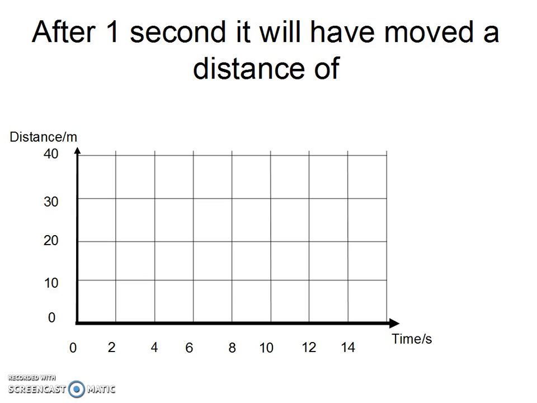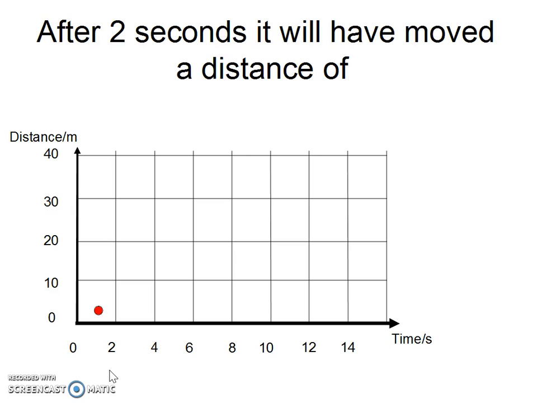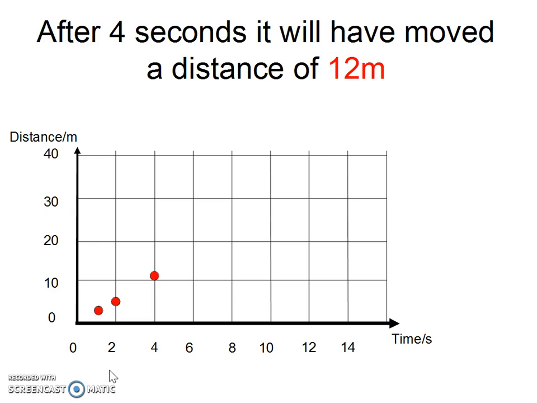After 1 second, it will have moved a distance of 3 meters. 3 meters per 1 second. So there's our point on our graph. After 2 seconds, if it's 3 meters per second, what would it be after 2 seconds? That's right, it will be at a distance of 6 meters. Alright, so now let's think about 4. 3 meters per second, if there's 4 seconds, you are correct. It is at a distance of 12 meters.